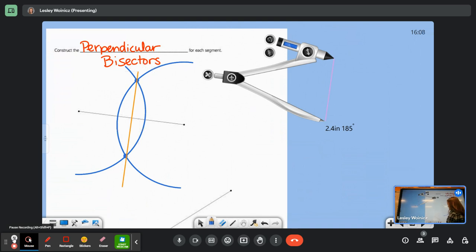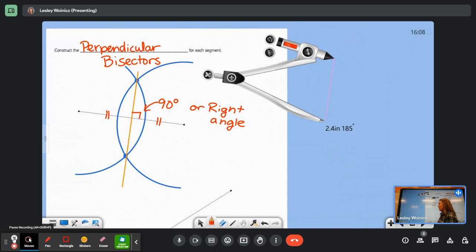Okay, notice that it is perpendicular to my original segment and it chops it in half into two congruent segments. Okay. So this little box is the symbol for 90 degrees. That's a right angle. And that's how you make a perpendicular bisector.